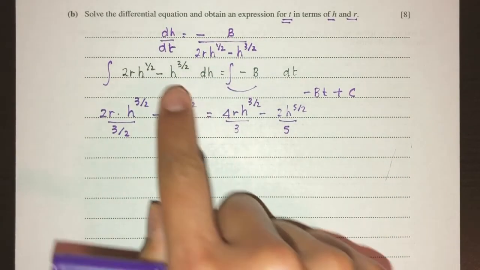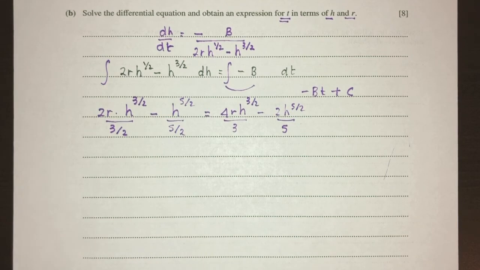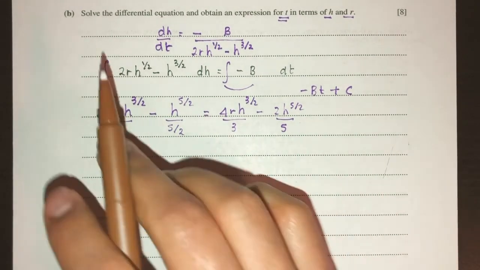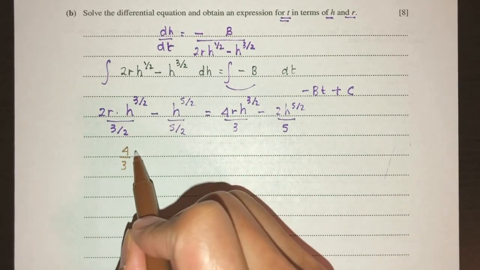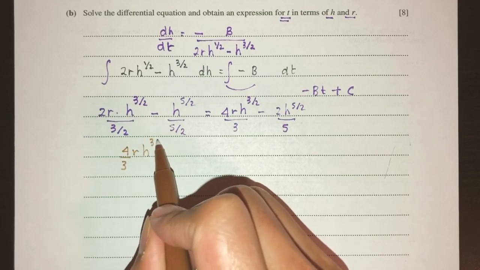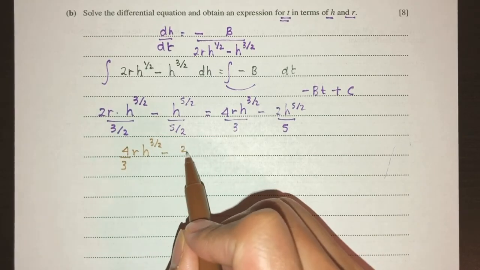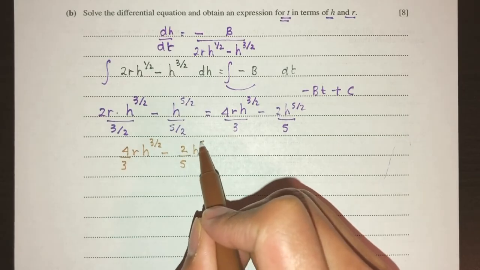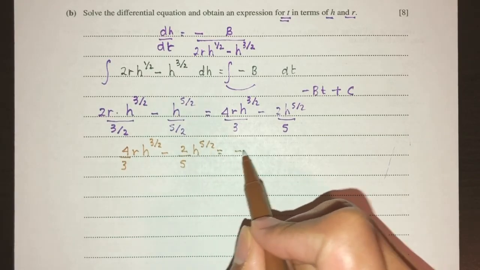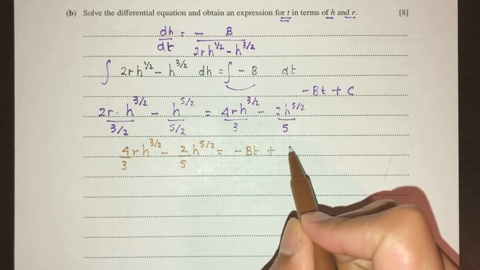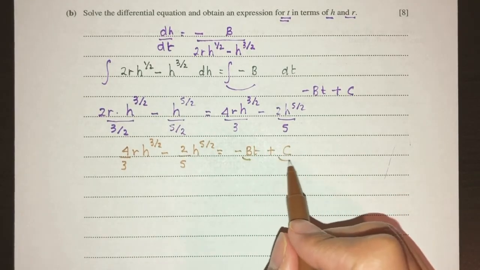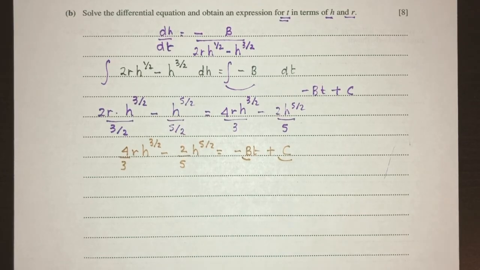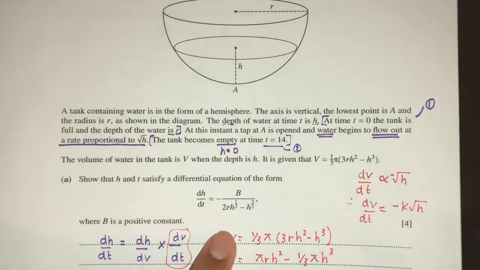Now let's put this back into the main equation. Let me use a different color here so we're not confused. On the left hand side, I will have this one, which is 4 over 3 r h 3 over 2 minus 2 over 5 h 5 over 2, that is equal to minus bt plus c. Now this is the equation, and we need to find the value of b and the value of c. So to find this value, we have to go back to the question and use the information given.